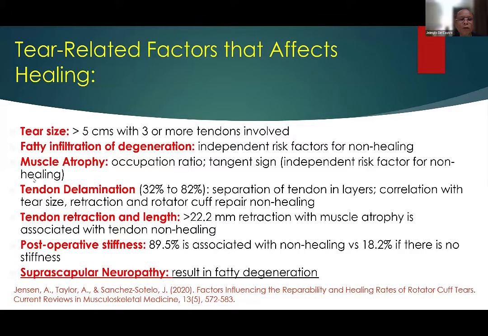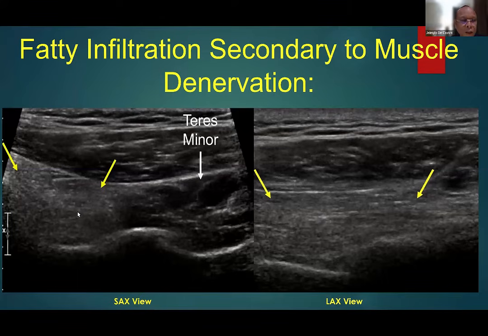As you can see here, there's an increased echogenicity with absence of patterns of striations here, as you can see in the normal tendon here in the teres minor. You can just see here a very increased amount of fatty infiltration on this side, and also as shown here in the long axis view of the tendon of the muscle.